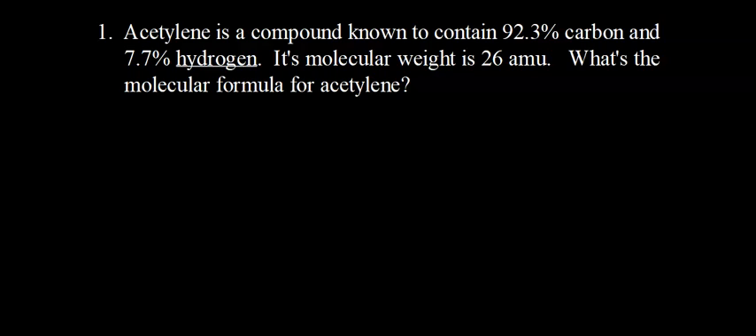Acetylene is a compound known to contain 92.3% carbon and 7.7% hydrogen. This is, of course, by mass. Here's where we take it a step further. Its molecular weight is 26 AMU. What's the molecular formula for acetylene?